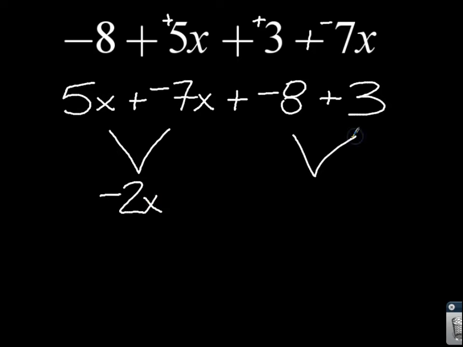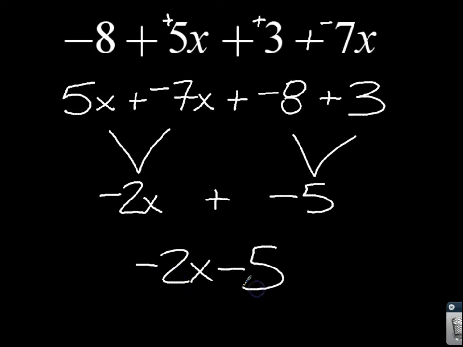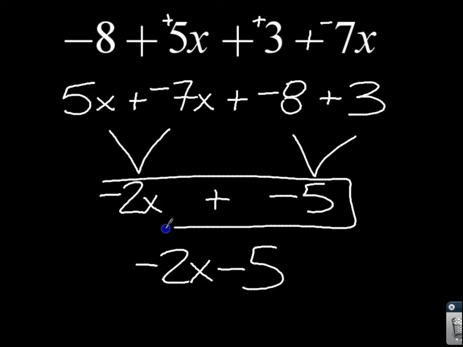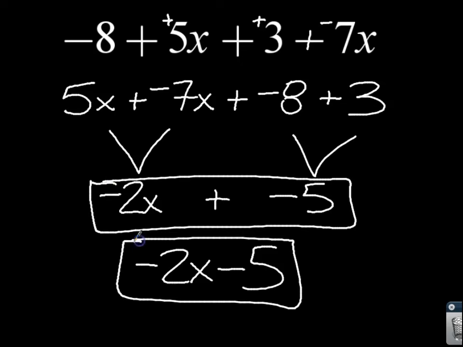Here, I have negative 8 and positive 3, and that's going to give me negative 5. So if I want to rewrite this a little bit simpler, I could do negative 2x minus 5. And this one, you could leave it this way. This is okay. There's nothing wrong with that. It's just this one here is a little bit less work, a little bit more to the point.